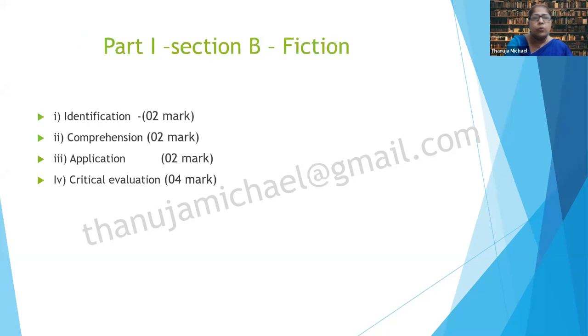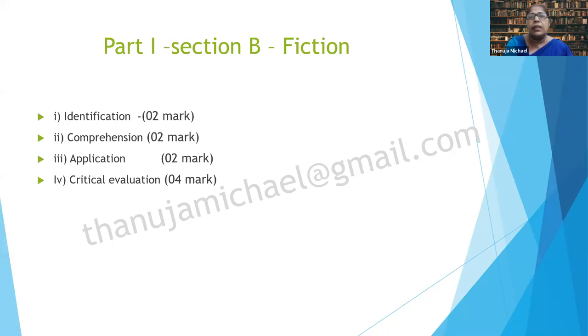So we move on to section B. It's the normal, you get 4 questions, 2 to 2 and 4 marks for the critical evaluation. So again, the critical evaluation is testing your higher order thinking skill. Here, when you say comprehension, your understanding of the text is expected, and mostly you find this answer in the given context itself, right?